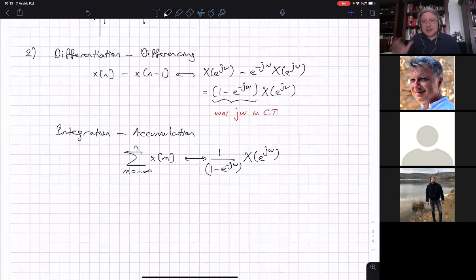Unfortunately, that's not all, but it's there. It's like putting 1 over j omega in integration, if you may remember. But you may also remember from the continuous time Fourier transform, the integral has something else. It has here a plus pi times capital X of 0, or capital X of omega at omega equal to 0, times delta of omega. You may remember that, okay? You may check your notes. Here, something similar is happening.